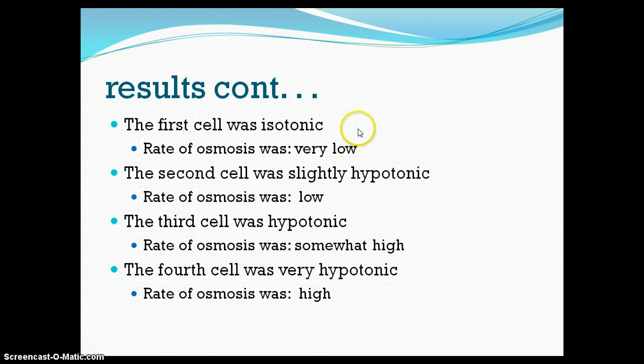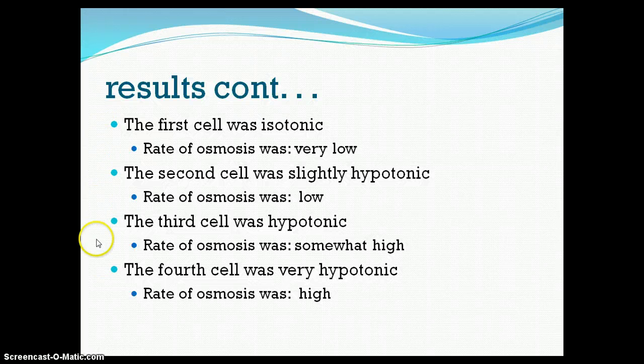So our first cell was isotonic, and the rate of osmosis was very low. There was nearly none. It was nearly non-existent. Our second cell was slightly hypotonic, and the rate of osmosis was low. There was something going on, but not as much as the other two. Our third cell was hypotonic, and the rate of osmosis was somewhat high. And our fourth cell was very hypotonic, and the rate of osmosis was high.